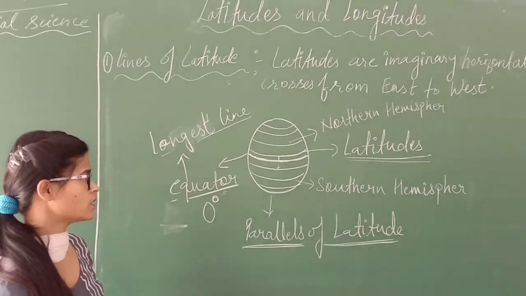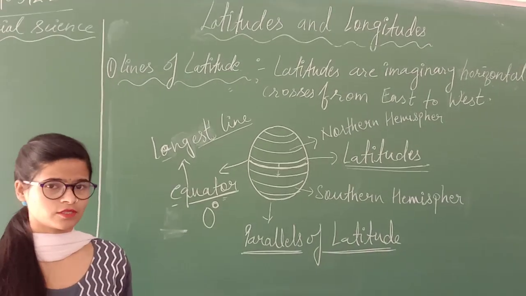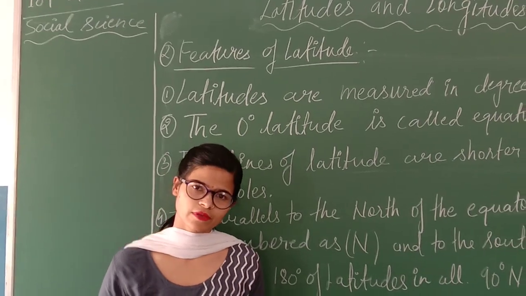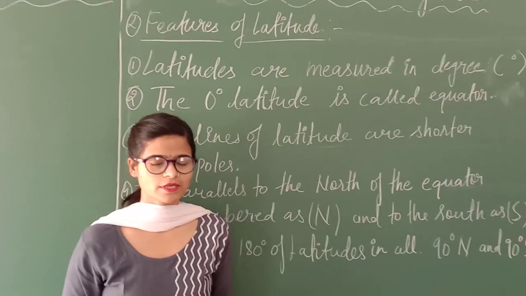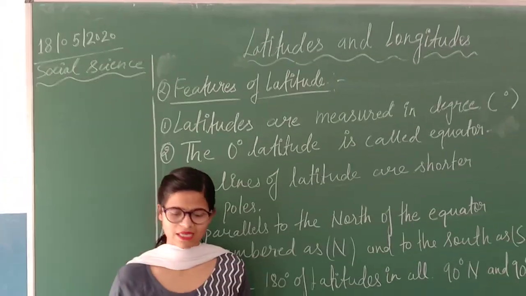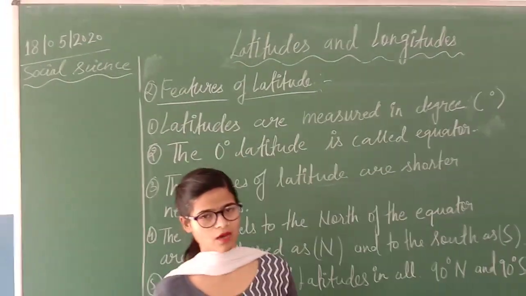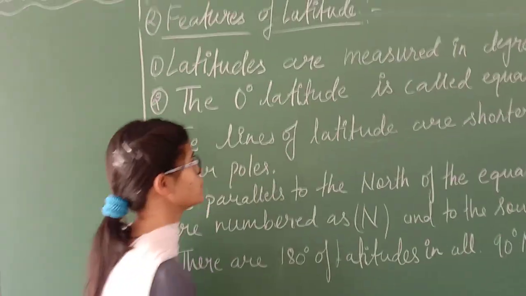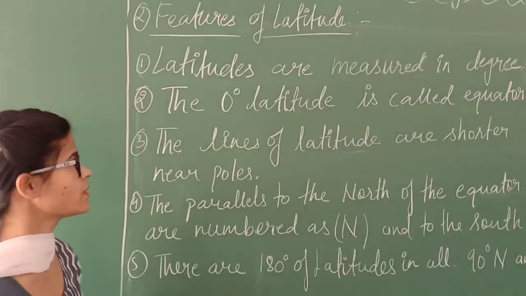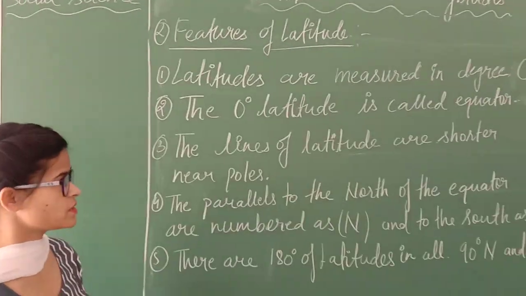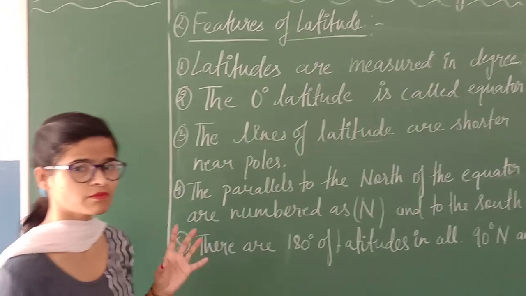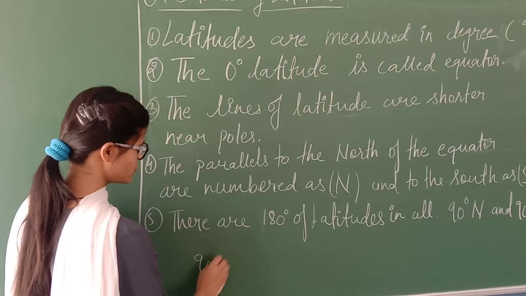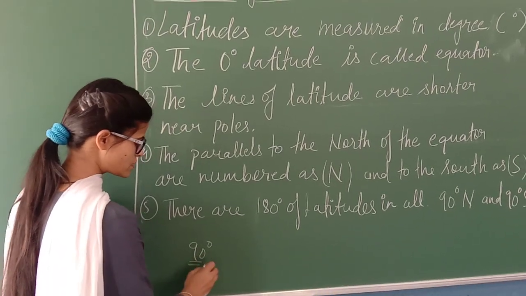Now we will learn about the features of latitude. As I have already explained what latitudes are, their definition, and how to draw them on the earth, let's look at the features. Latitudes are measured in degrees. We always measure latitude in degrees, for example 90 degrees. We will not say 90.